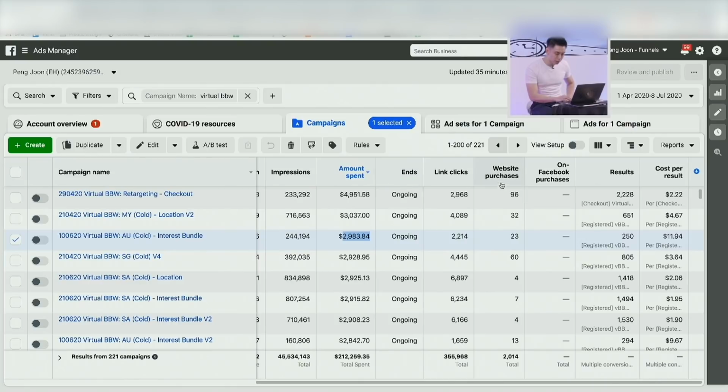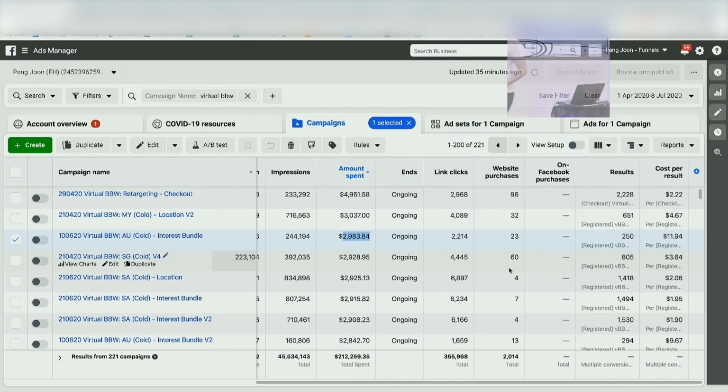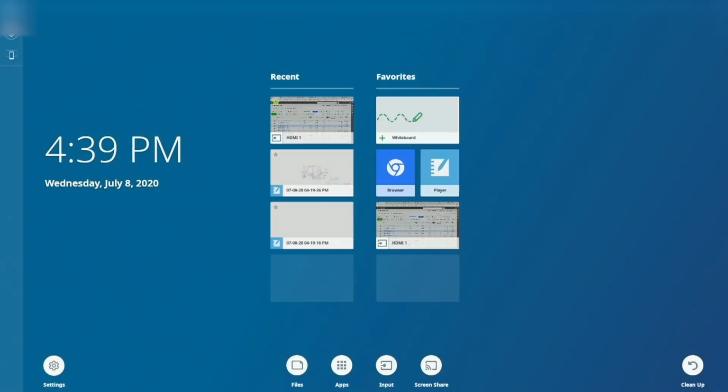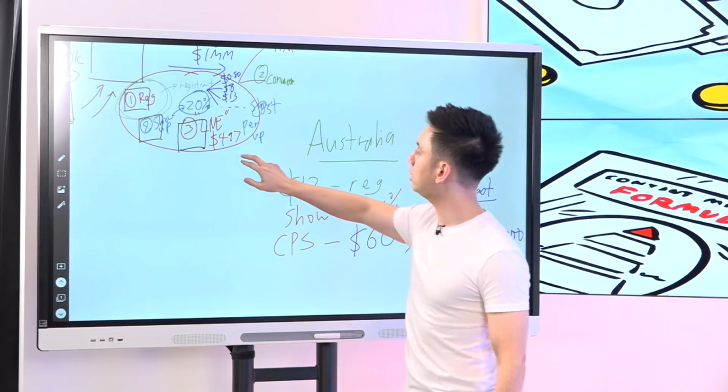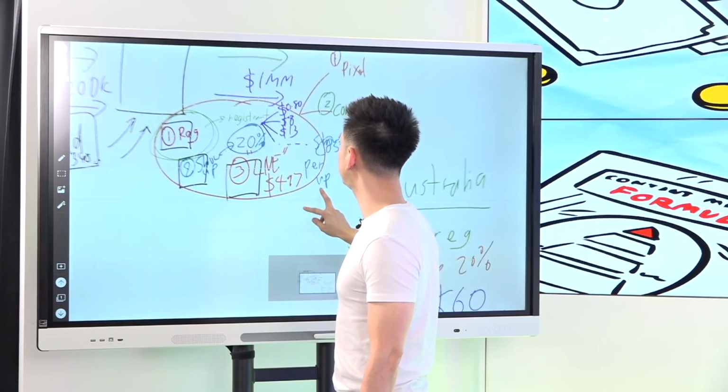Notice that what's happening over here is I can also track the website purchases. The website purchases happen, remember we talked about the sales process? The sales process happens over here.